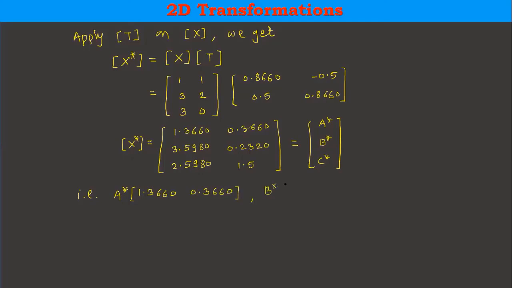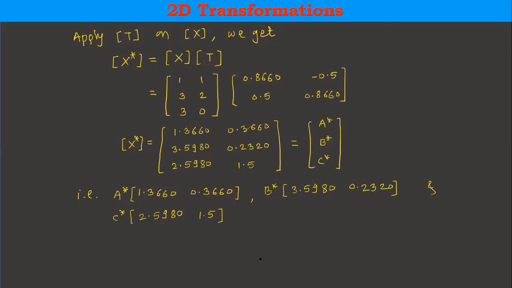B star is equal to 3.5980 and 0.2320, and C star is equal to what? 2.5980 and 1.5. Okay, so this is your transformed triangle.